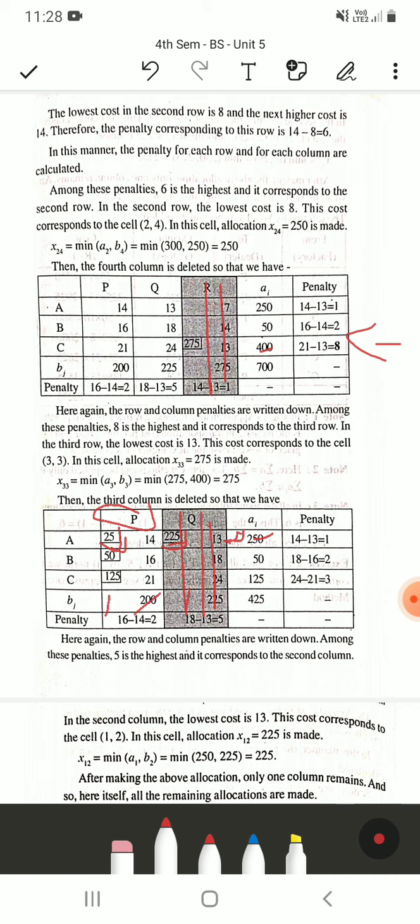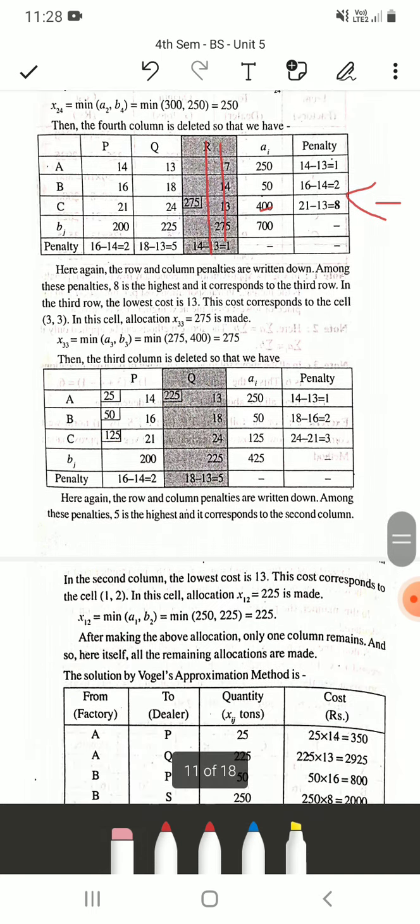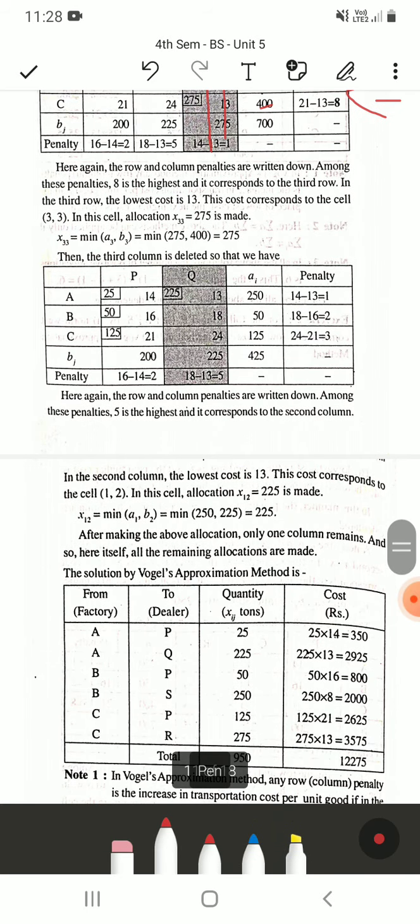and then so it is 175 remaining. You don't have to show this, you can just directly allocate. So between 175 and 150, the least is 150, so allocate it. So 125 is remaining. Therefore for the last cell, the requirement and the capacity is fulfilled. Again you can follow the same steps to find out the solution by the Vogel approximation method.